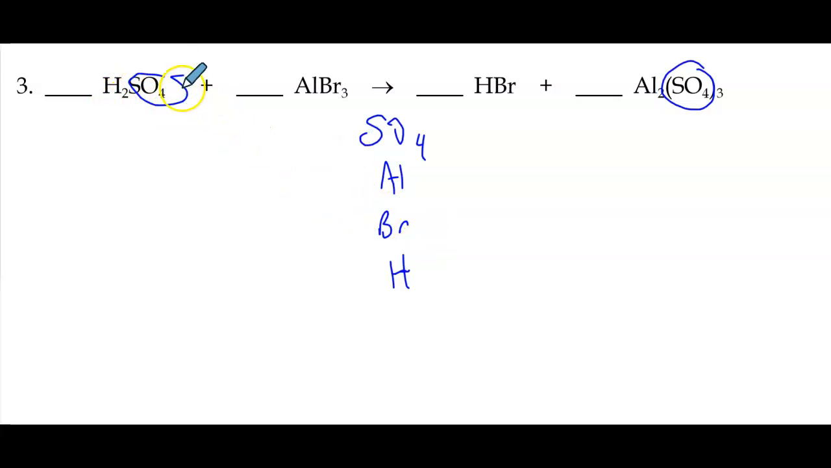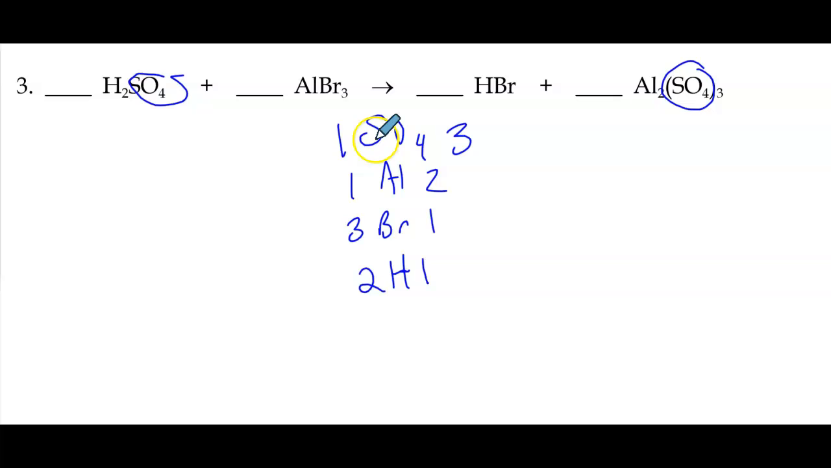Okay, over here, SO4, there's no parentheses, so I have 1. On this side, SO4, there's 3 because of the parentheses. The parentheses say I have 3 of what's inside the parentheses. I have 1 aluminum, pardon me, on this side. I have 2 aluminums on the right, 3 bromines and 1 bromine, 2 hydrogen and 1 hydrogen.